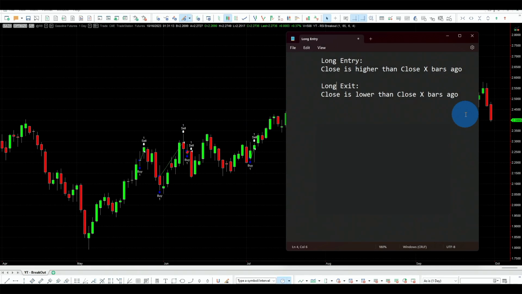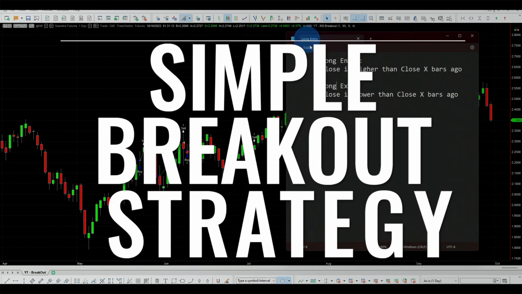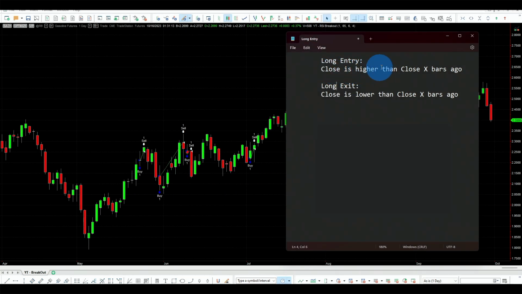Today I will use an extremely simple breakout strategy. Basically, we will enter long when the close is higher than the close X number of bars ago, and we will exit when the close is lower than the close X bars ago. And it's the opposite for shorts. That is it. This is the strategy.